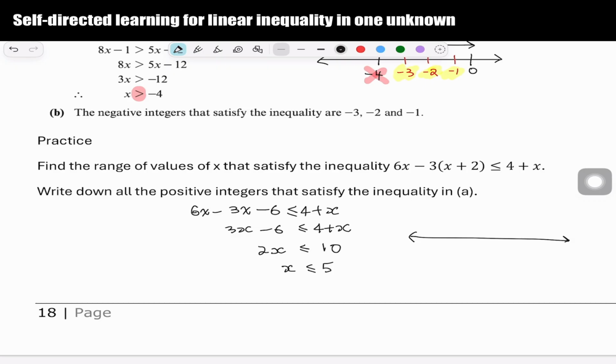Therefore, when you draw the solution, you got 0 here, 5 here, and solid, pointing back this way, and you have 1, 2, 3, 4. So you got 5 numbers there in all. You have to put down all of them because this is solid. Which means all the positive integers are 1, 2, 3, 4, and 5. That's how you go with it.